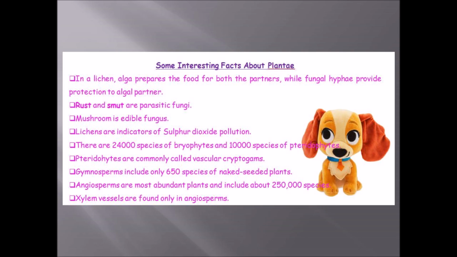And angiosperms are the most abundant plants and include about 250,000 species. Just think about how many species there are. And xylem vessels are found only in angiosperms, and in gymnosperms they are not present. So these are some of the interesting facts about kingdom Plantae.